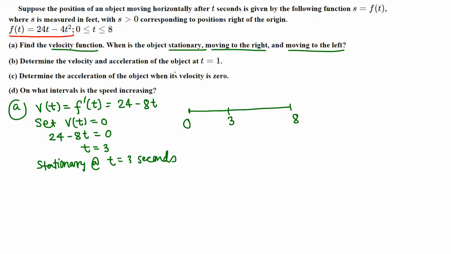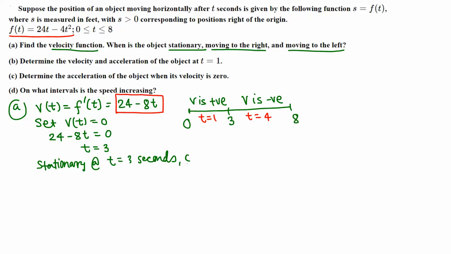Now take any number between 0 and 3, let's say t equals 1, and plug this into the velocity function, which is 24 minus 8t. If we plug in t equals 1, we get 24 minus 8, 16. So the velocity is positive here. Plug in t equals 4, 24 minus 32, negative. So velocity is negative here. Velocity positive means the object is moving to the right, and negative means it is moving to the left.